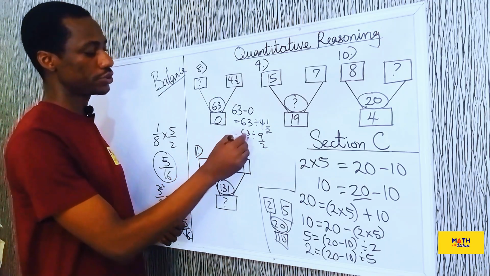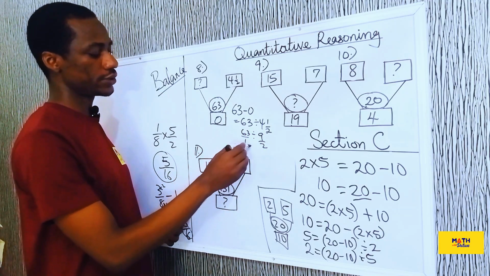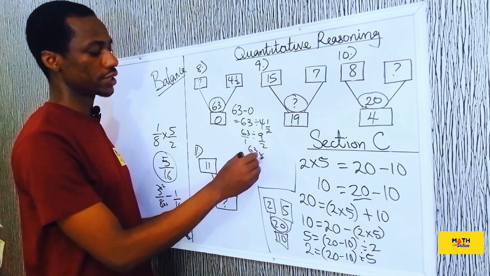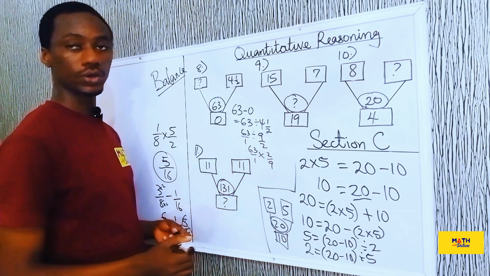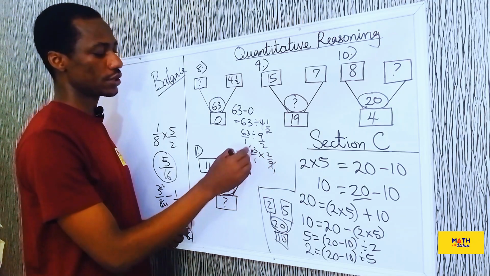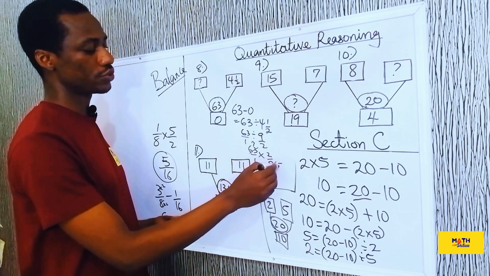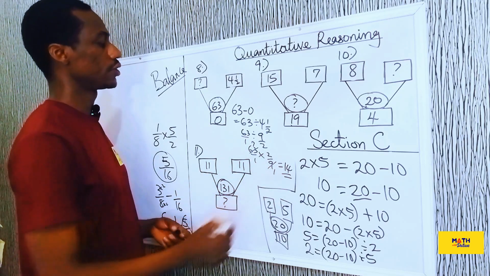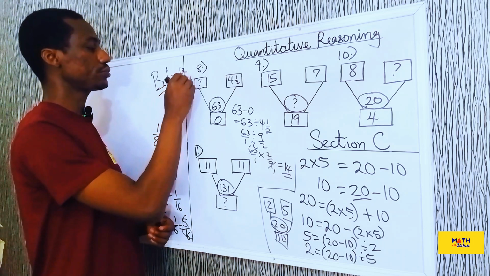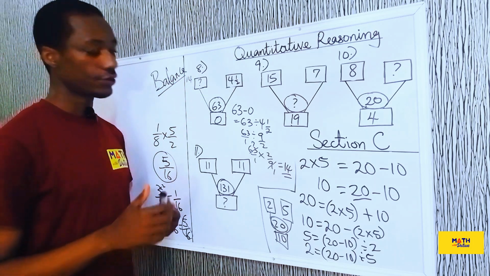All right, we keep, change, flip. Keep this 63 as it is, change the sign, and then flip. Okay, so 9 goes here, 1. 9 into 63 is 7, right? And 7 times 2 is 14. So the answer here in number 8 is 14.